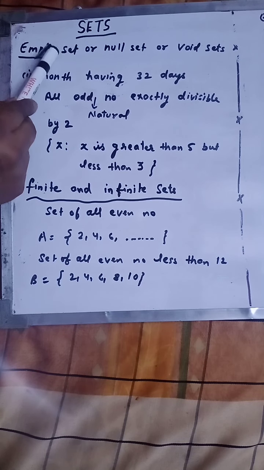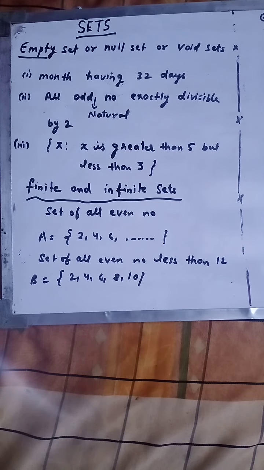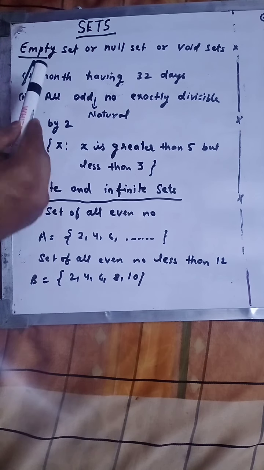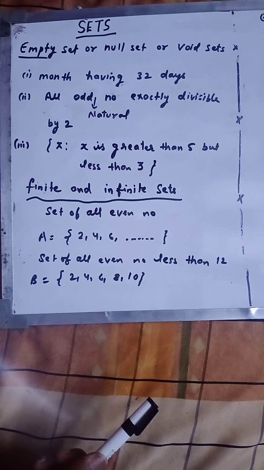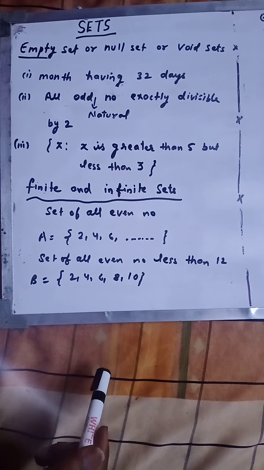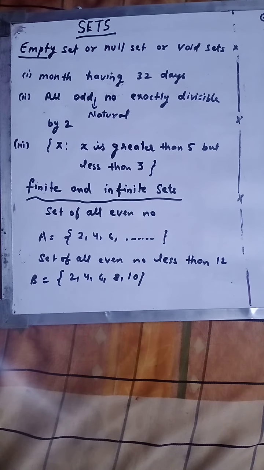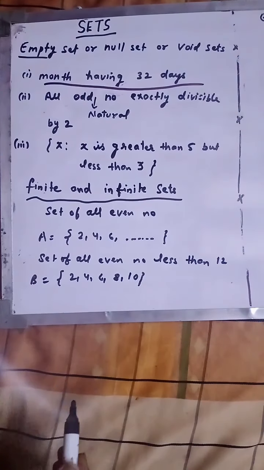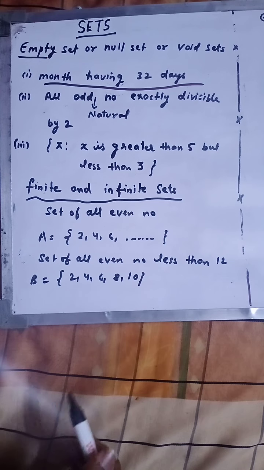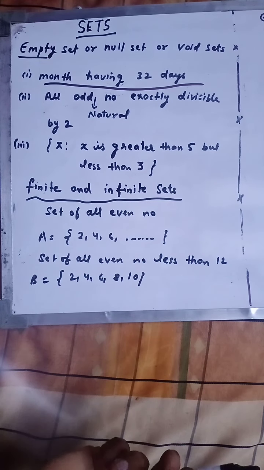Empty set can also be known as null set or void set. Empty set means what? Null, as the name you can guess, null set. That is the month having 32 days. So there is no month in which you will get 32 days. So this is an example of a null set. Similarly, the set which is not possible is known as a null set.